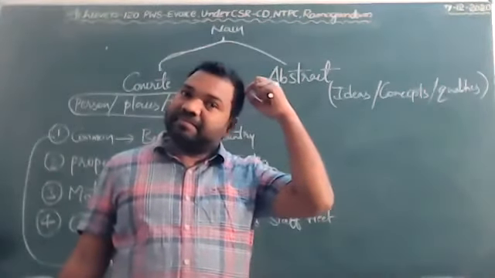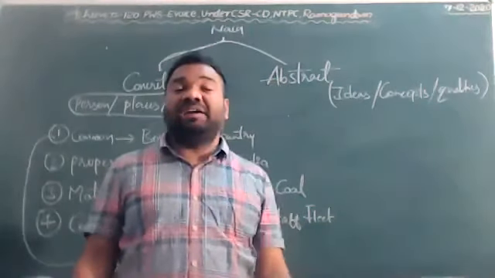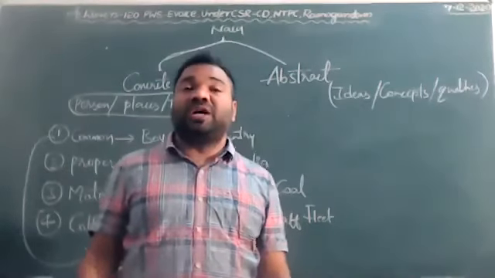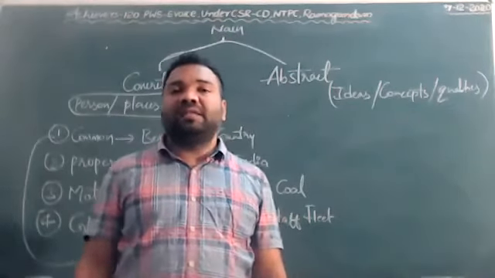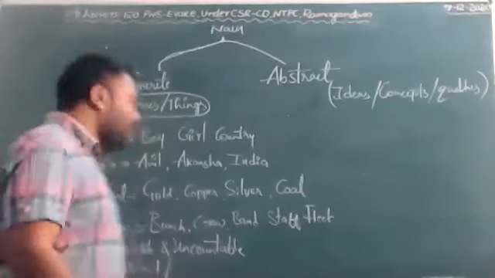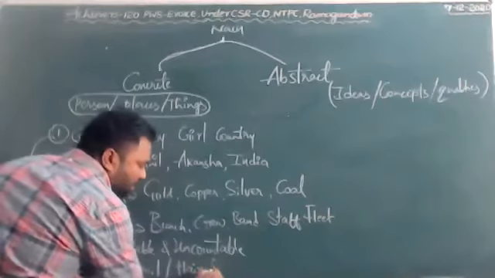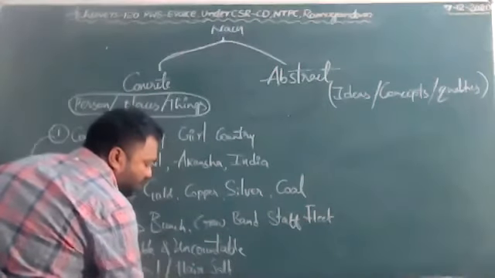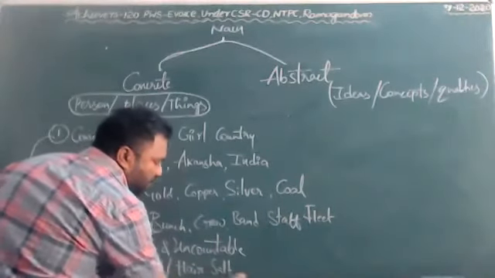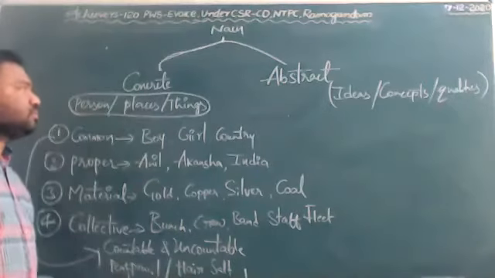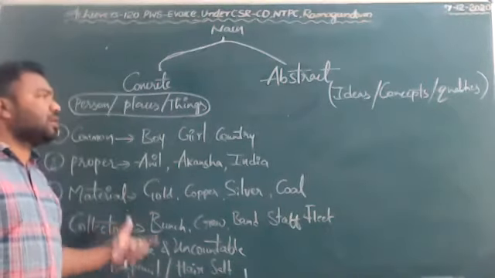Like hair, salt, sugar, oil, these all fall under uncountable nouns. Salt, sugar, oil. Okay? This is all about concrete nouns.